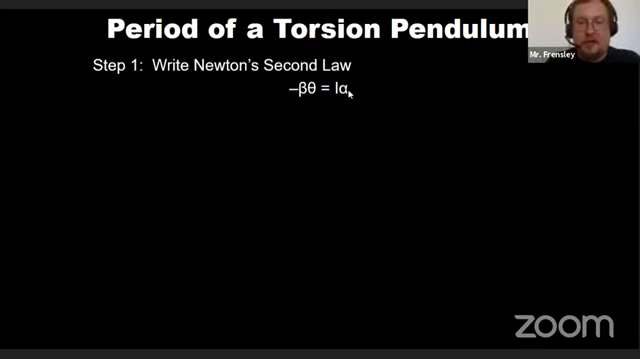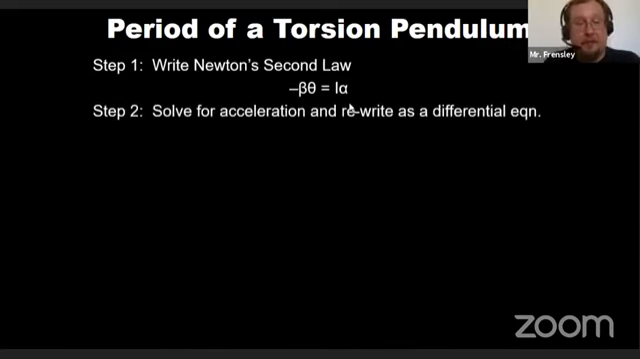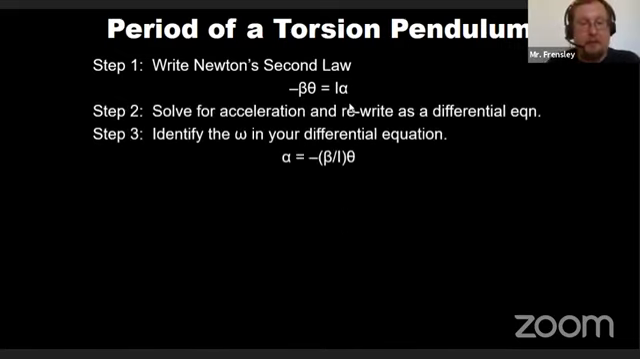So there's your acceleration right there, except it looks like an alpha instead of an a. Let's get that alpha by itself. All right, there we go. Alpha's by itself. We've got negative beta, a constant for the cord, over I, a constant for the disc, times theta. What's the simple harmonic motion differential equation?